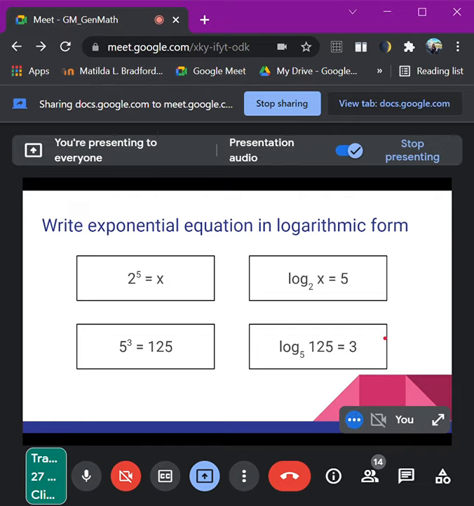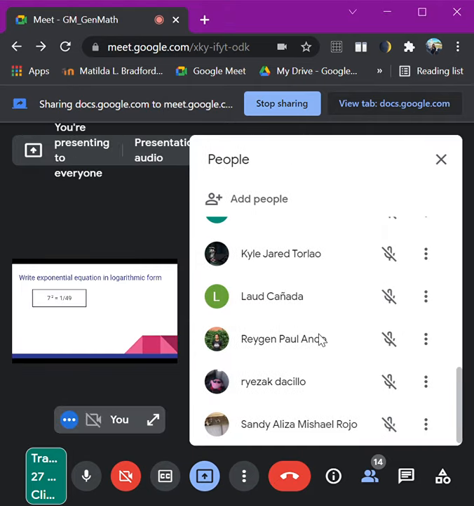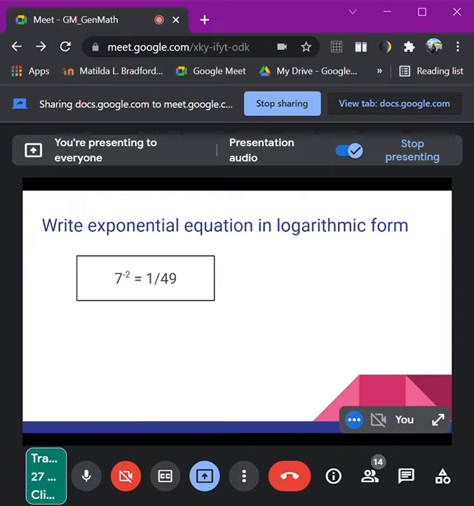Sige, questions. So, just look at the pattern, class. Your base 5 here is also the base here. And then your 125 on the right moves to the left. And then your exponent is your equal. Okay? Sige. Let's have the next example. Decilio, can you give the logarithmic form of this?